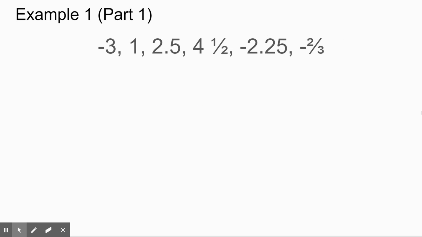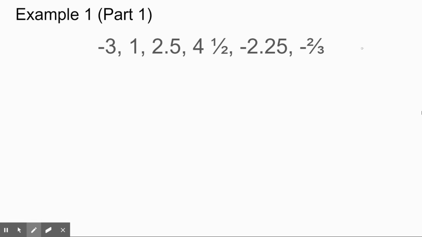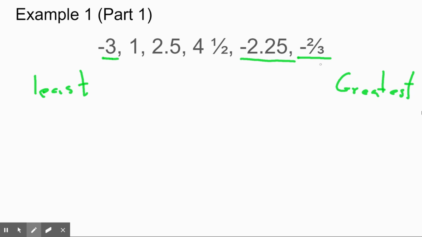So, our first example, we have a bunch of numbers, and eventually we're going to want to plot them on a number line. But for right now, we're just going to order them from least to greatest. The best way to start with this is let's just look for which values have negative numbers. So we see we have a negative 3, we have a negative 2.25, we have a negative 2/3.